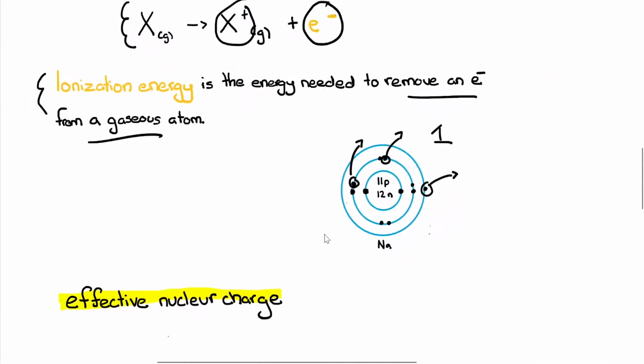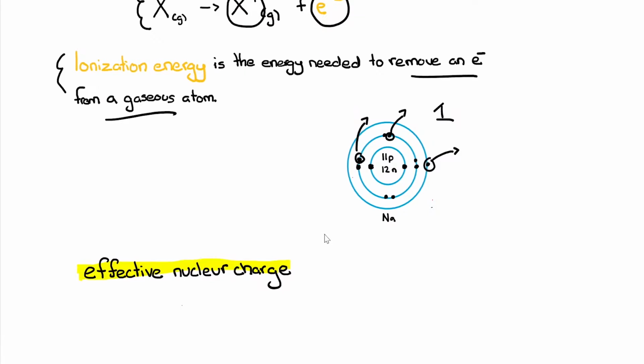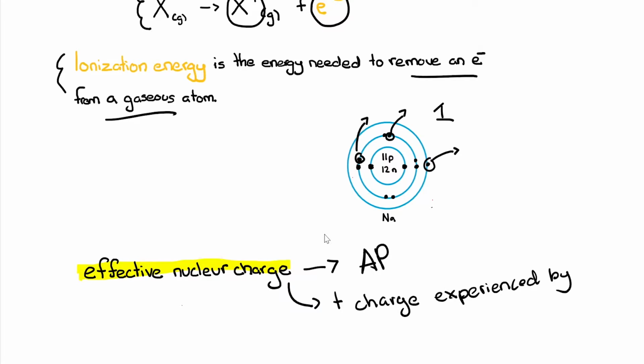One concept that's very important to note when it comes to ionization energy, and we'll look at this when we come to the trends in the periodic table, is the concept of effective nuclear charge. And really, this is a very important concept in AP chemistry. What it is, is just a fancy way of saying the positive charge that is experienced by a valence electron, right? That's all it is. It's just a really fancy way of saying this.